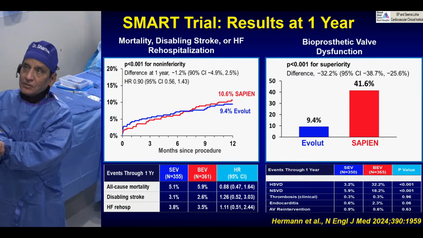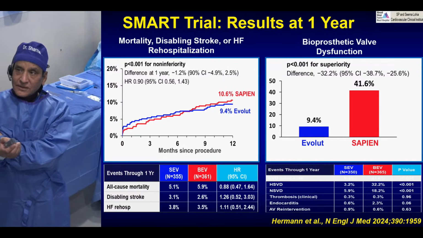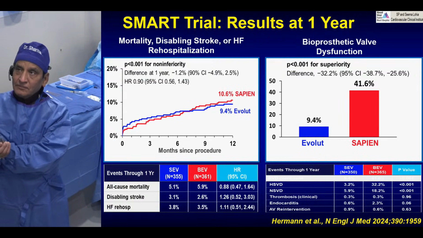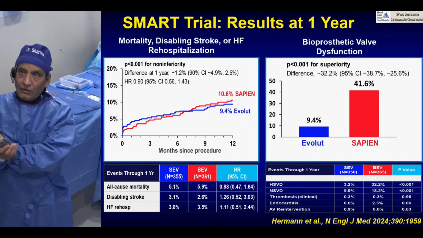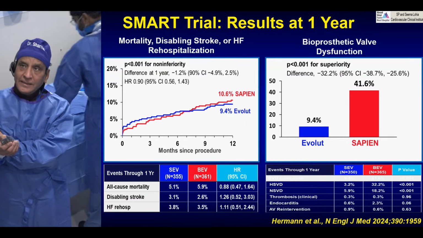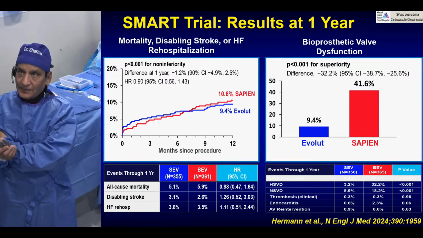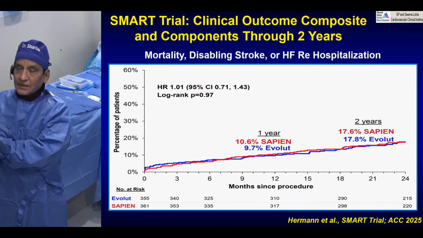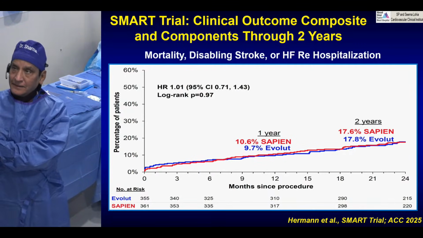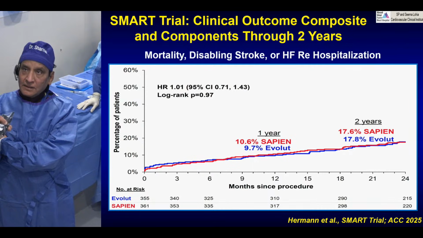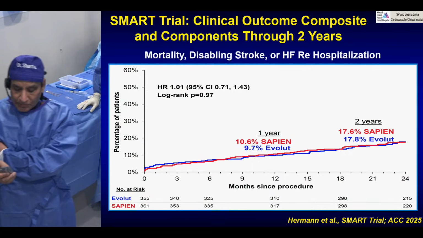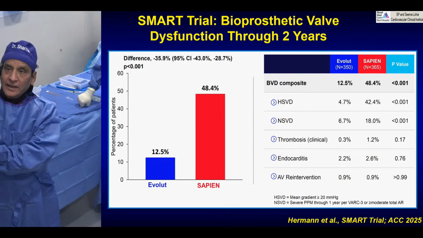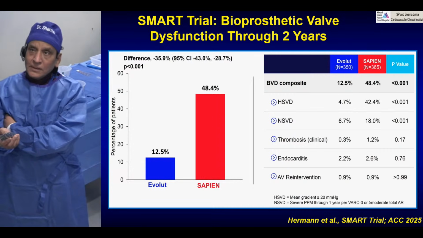On the right side, bioprosthetic valve dysfunction, because of structural and non-structural deterioration, balloon expandable compared to self-expanding, there was a big difference, 41 versus 9.4%, although the outcome of mortality, stroke or heart failure rehospitalization, the primary endpoint, was about 10% in both groups. Now at 2 years, same, 17.6%, exactly identical outcome in the major endpoint of mortality, stroke or rehospitalization, while bioprosthetic valve dysfunction still continues to be very good in the Evolut group compared to the Sapien group.